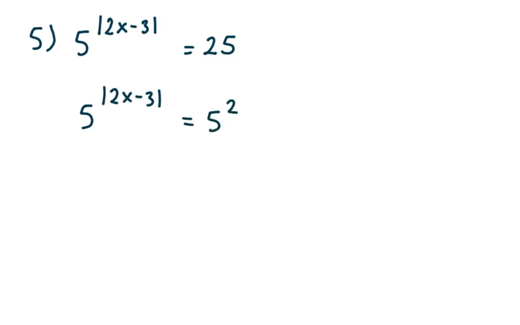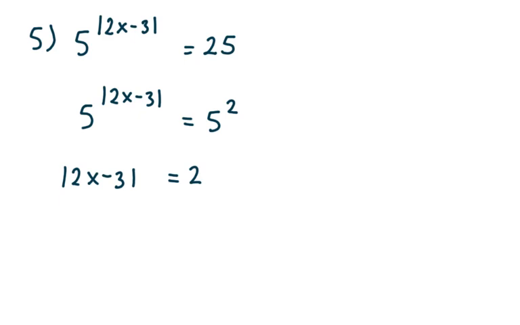Suppose 5 to the absolute value of 2x minus 3 is equal to 25. So we're going to start to get a little more difficult. So the goal is the same in that you want to rewrite both sides so that they have the same base. So 5 to the absolute value of 2x minus 3 is equal to 5 raised to the second. And so that tells me the absolute value of 2x minus 3 is equal to 2.